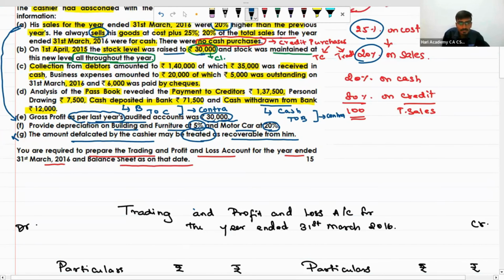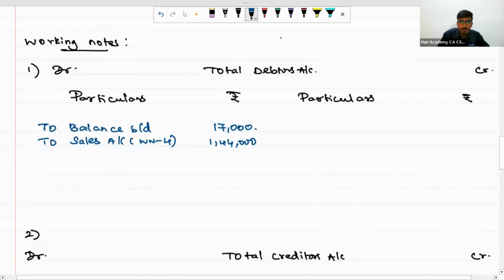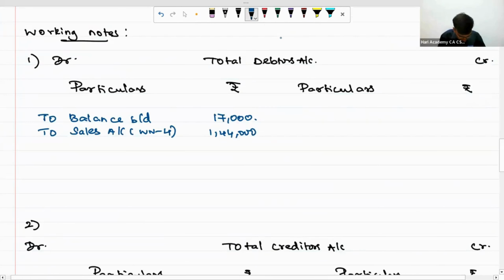Next. Collection from debtors, 1,40,000. Immediately go for the debtors. If it is collection from debtors, okay, that is 1,40,000. 1,40,000 is the collection from debtors.